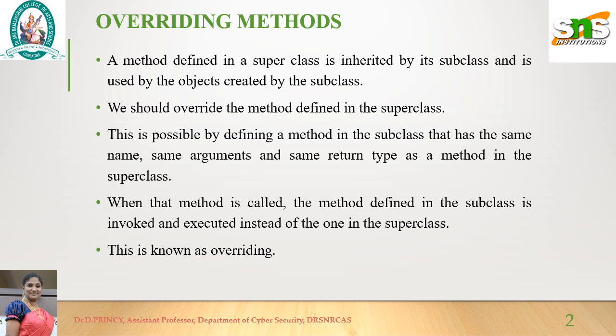Overriding methods is nothing but a method having the same name, same number of arguments, same return type, same types of arguments and same order of arguments. But how does the calling method statement identify the methods? Method overriding is implemented in the superclass and subclass. It is associated with the inheritance concept. A method defined in a superclass is inherited by its subclass and is used by the object created by the subclasses. This concept is known as overriding methods.